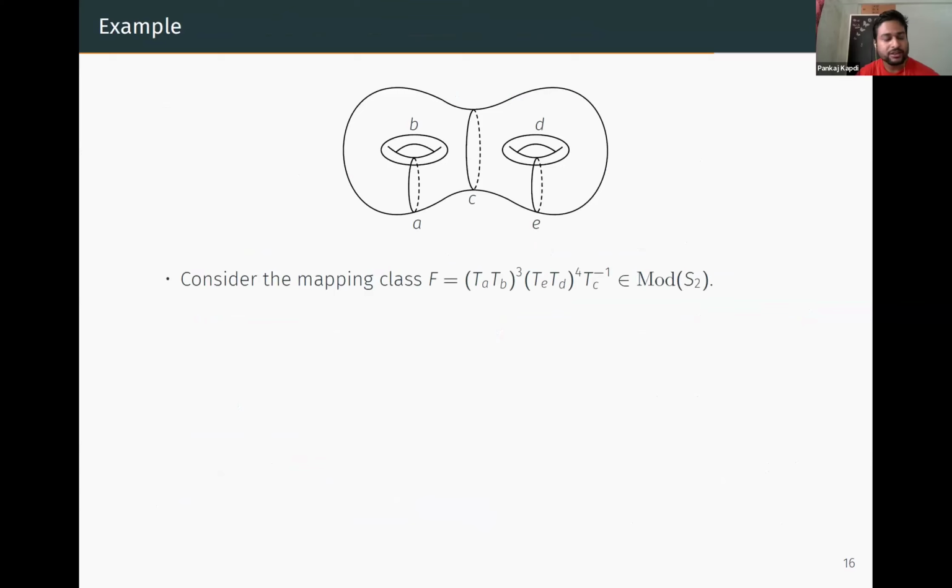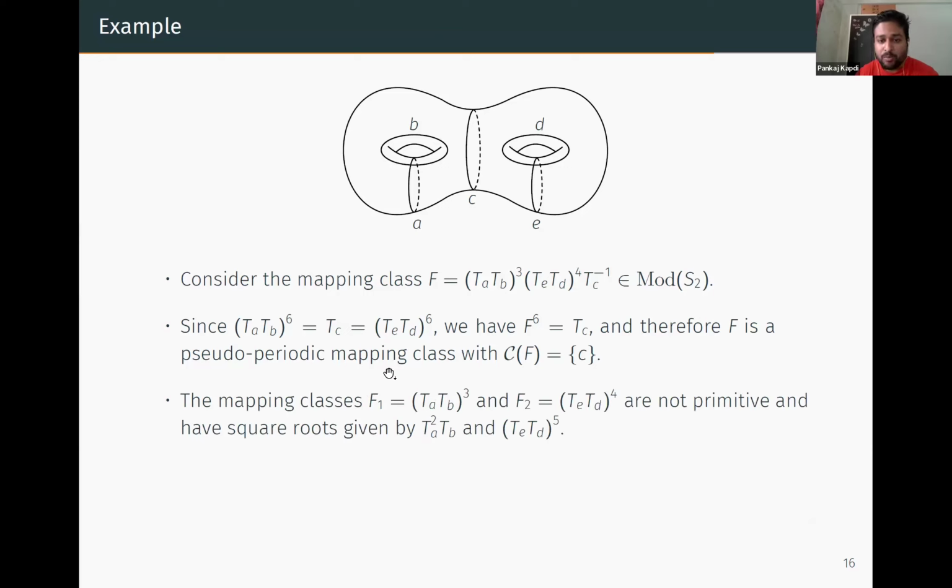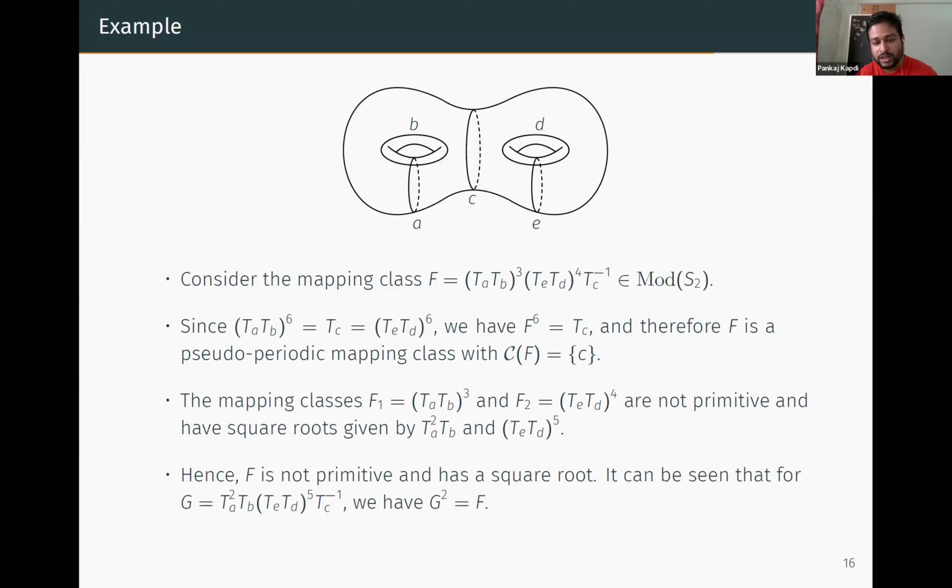Okay, I'll give one example. I'm running out of time, I think. So this is a very made up example. You take this mapping class f, which is T_A T_B cubed, T_A T_D to the power 4, T_C inverse. Again, using the chain relation, you will see that this is a sixth root of the Dehn twist T_C, which is along a separating curve, and it has two periodic components. T_A T_B cubed is also periodic in the torus. T_A T_D to the power 4 is also periodic in the torus. And they both are not primitive. They have square roots. So we combine those square roots to form a square root of the original mapping class.